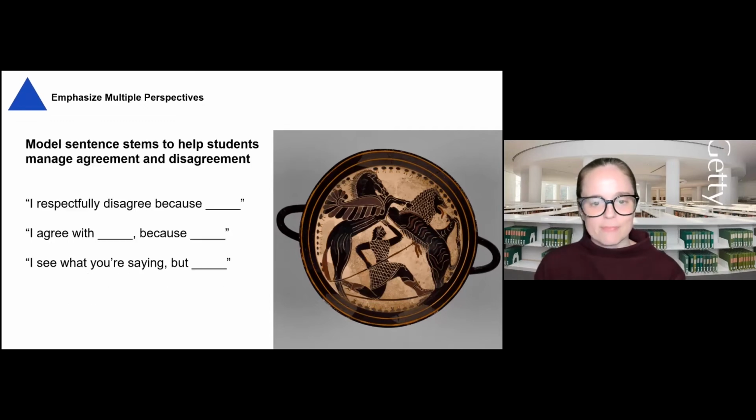And then there may be students that really disagree or agree strongly. So you can help manage the students' agreements and disagreements by using sentence stems. So things like, I respectfully disagree because, or I agree with you because, or I see what you're saying, but. So that can take away some anxiety that students might have about showing some disagreement.